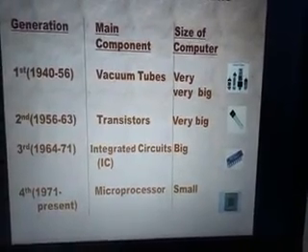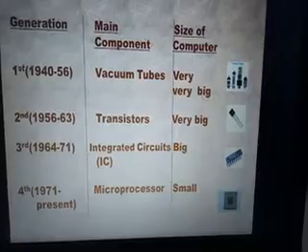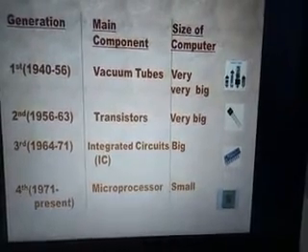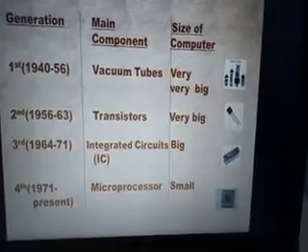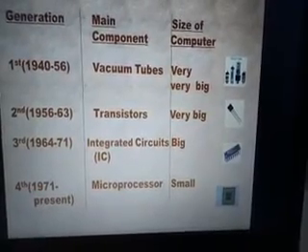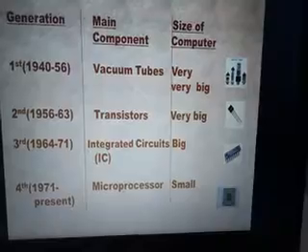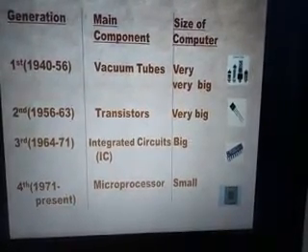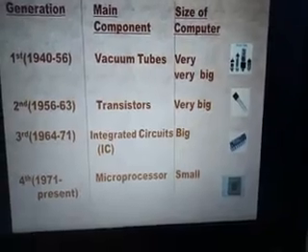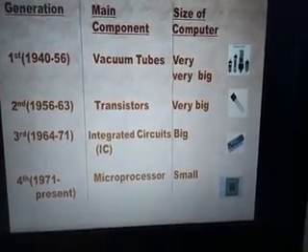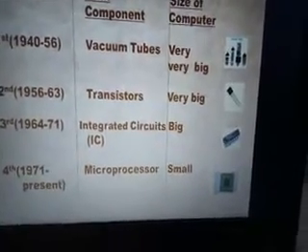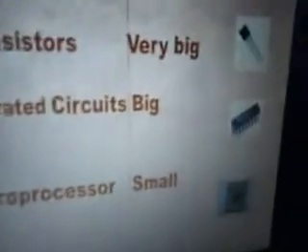Now for the column in the center, the main component. Computers in the first generation used vacuum tubes. Those in the second generation used transistors. Those in the third generation used integrated circuits. They still do. And in the fourth generation they use the microprocessor. Now out of all these things, I am sure you know what integrated circuits are. At least you have seen pictures of these things.